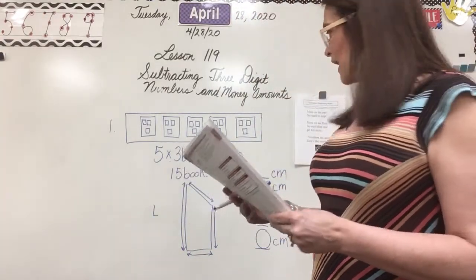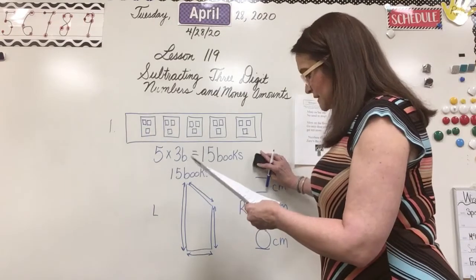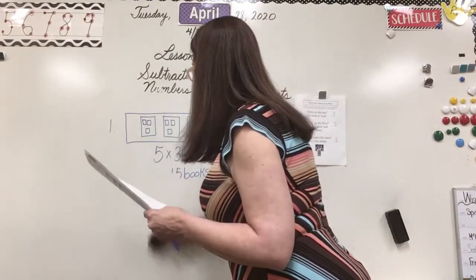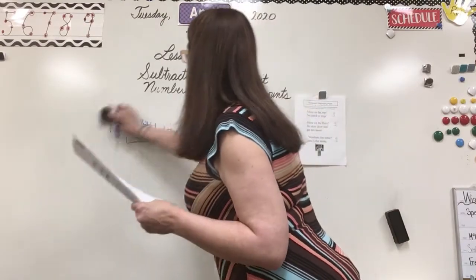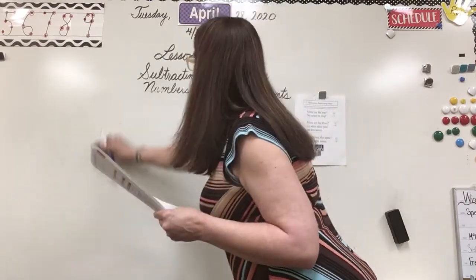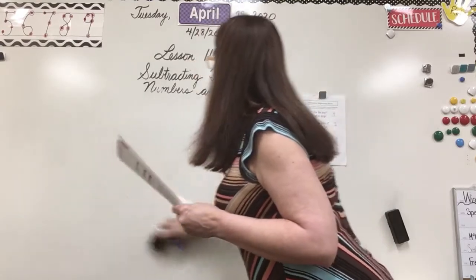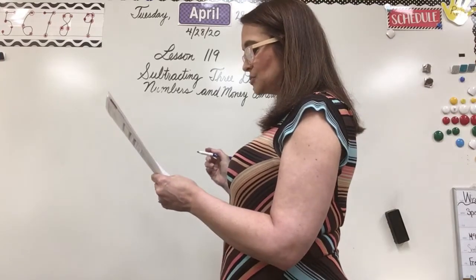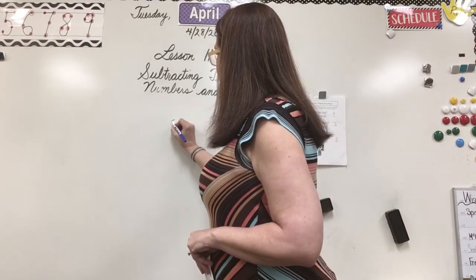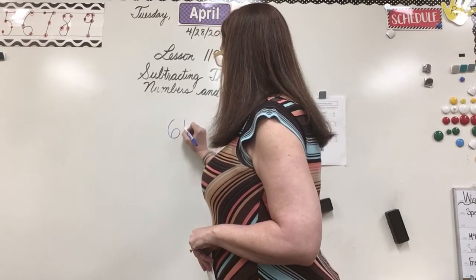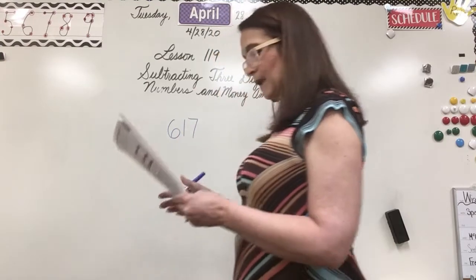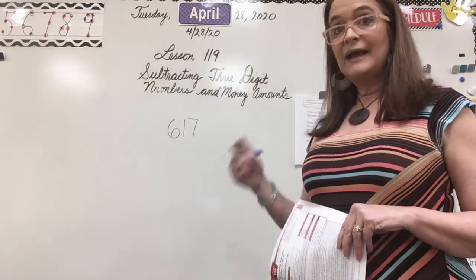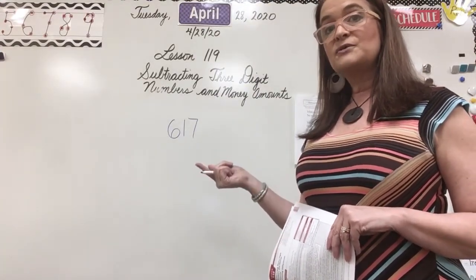Then look at number 5. Number 5 simply says, write 617 using digits. That's kind of how we wrote out our problem when we were doing our subtracting of 3-digit numbers. So 617 using digits is 617. Now it says write this number in expanded form. And I did that for you with the first problem.